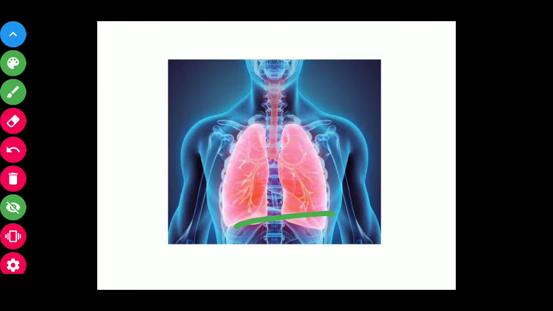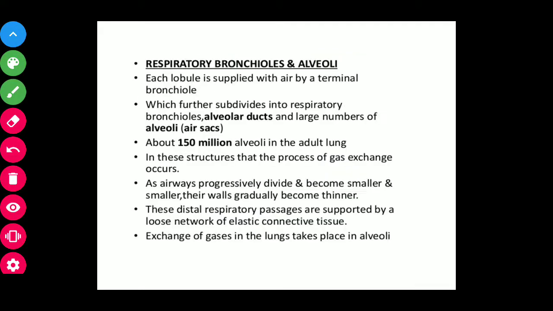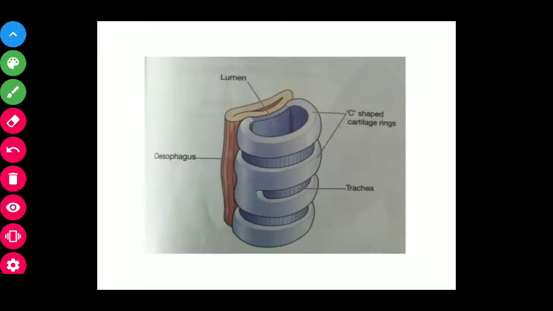Here you can see, this is the trachea, 10 to 11 centimeters. The upper portion will be connected to the larynx, and the lower portion is where it is divided into the bronchi, anteriorly with the thyroid gland and posteriorly the esophagus. So you can see this is the trachea, and this is the posterior portion, the esophagus. Now let's see the structure of this trachea.